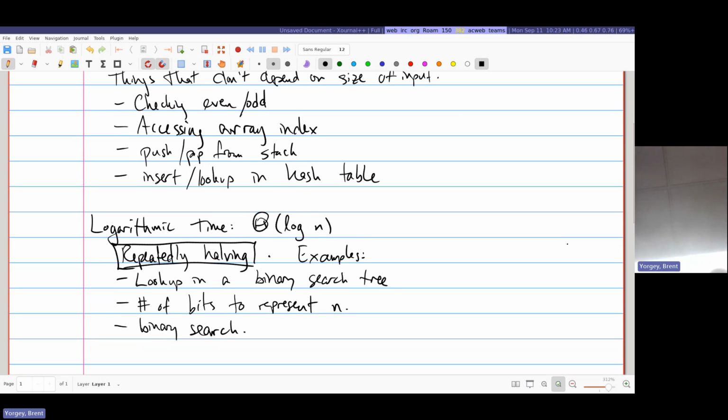If you have a log n time algorithm, anyone want to guess what the biggest n is that you could deal with and run your log n time algorithm and have it take at most 1 second? Anyone want to guess? It's bigger than 2.